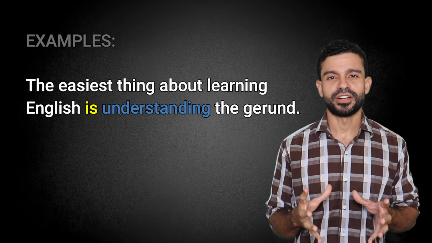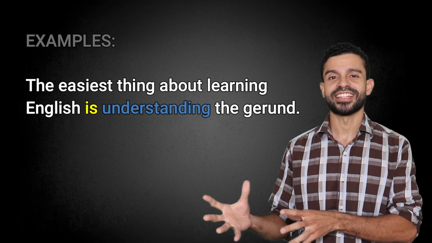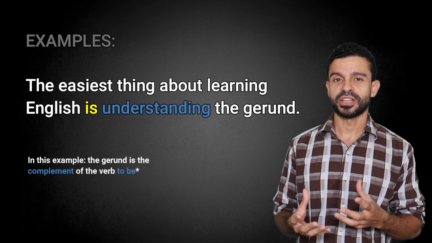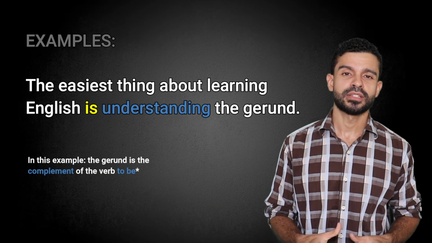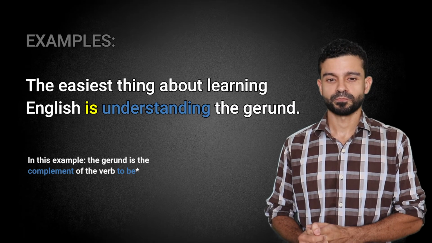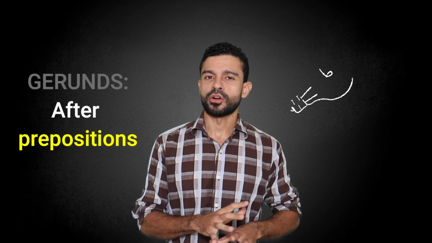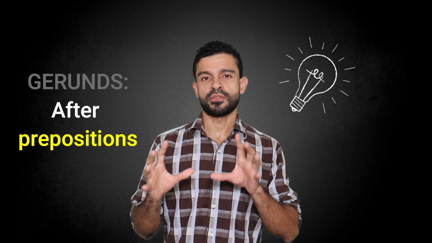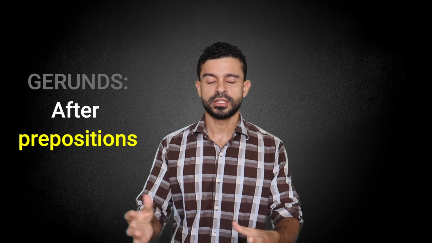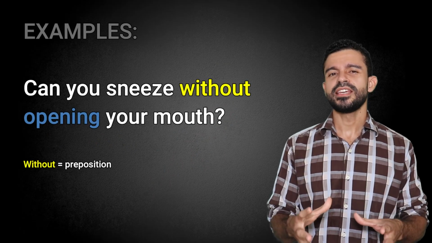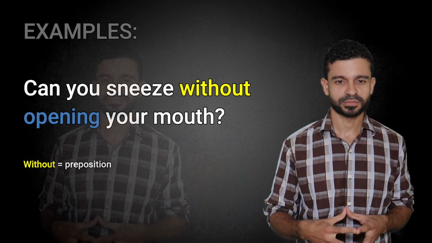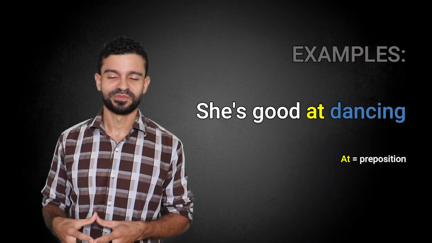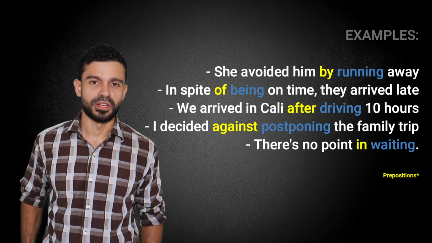The next example. The easiest thing about learning English is understanding the gerund. You see, we have is and then understanding. Again, it's functioning as the complement of the verb to be. After prepositions. Gerunds are always used when we have a preposition and then we have a verb. Let's see some examples. Can you sneeze without opening your mouth? Let's imagine that. She's good at dancing. And the other examples that you're seeing on screen.